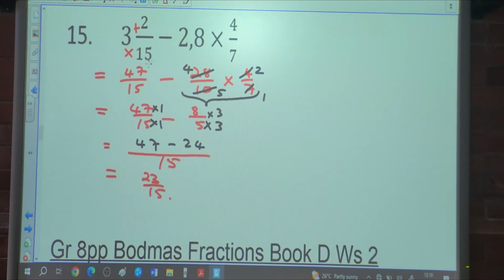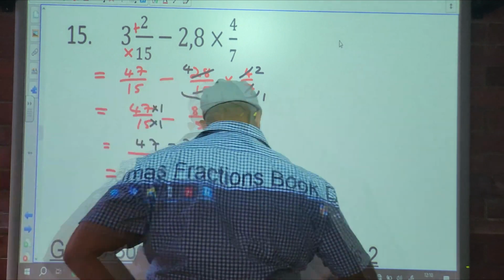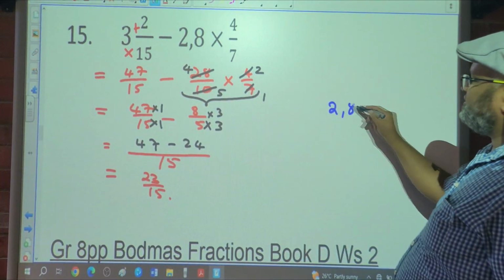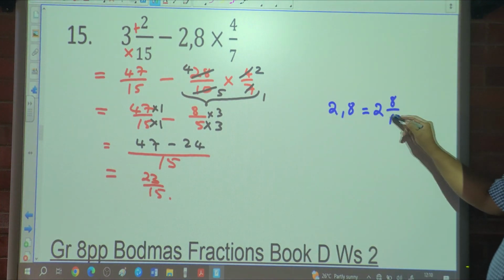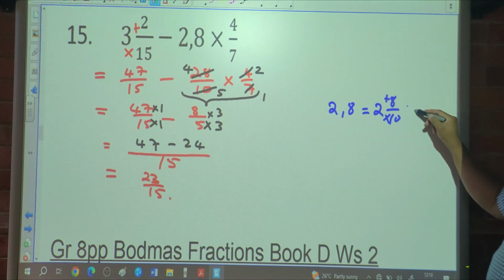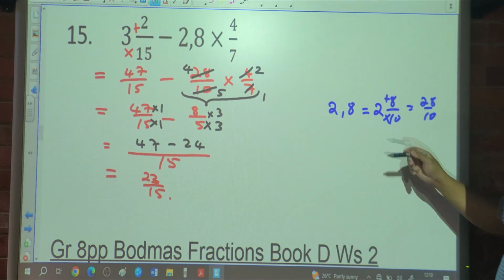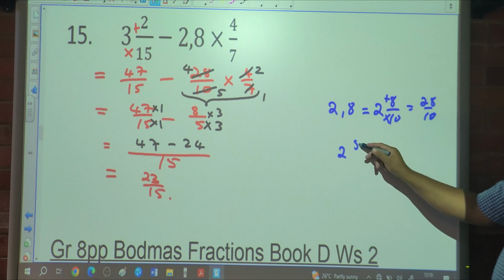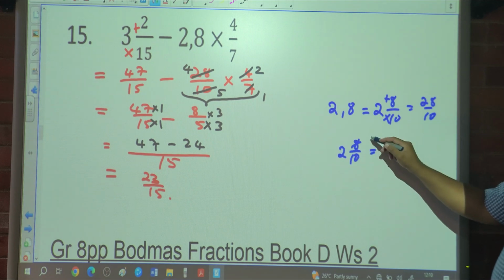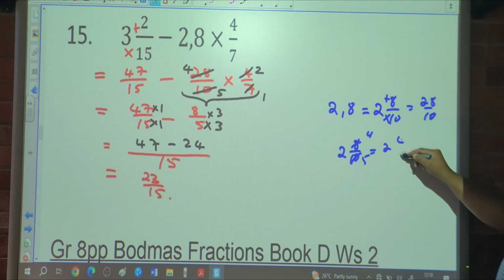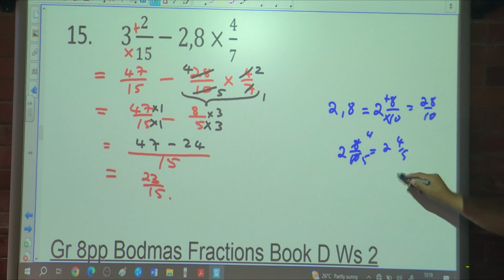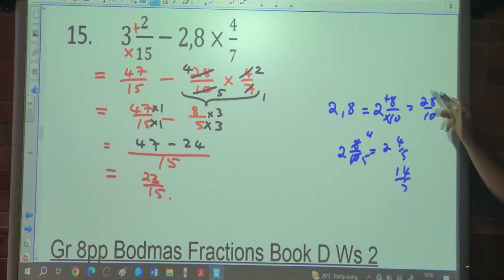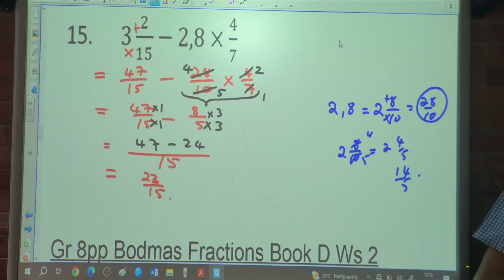Sorry? The decimal. Okay? So you got 2.8. What did you write? 2 and 8 over 10. And you multiply 2 by 10, what do I get? 20 plus 8 is 28 over 10. Or if you wanted, you could have said 2 and 8 over 10. 2 goes into 8 4 times, 2 goes into 10 5 times, so it's 2 and 4 over 5. Is that what you got? And then you convert it, so it's going to give you 14 over 5. If you simplify 28 over 10, you also get 14 over 5. Yes?